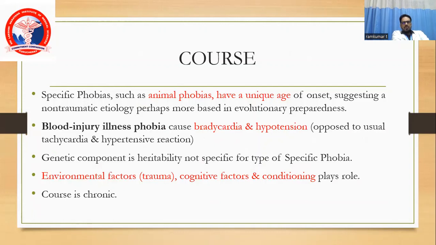Course. Specific phobias such as animal phobias have a unique age of onset, suggesting a non-traumatic etiology, perhaps more based in evolutionary preparedness. Blood injury and illness phobia cause bradycardia and hypotension, as opposed to the usual tachycardia and hypertensive reaction. The genetic component is heritability, not specific for types of specific phobia. Environmental factors, cognitive factors, and conditioning play a role. The course is chronic.